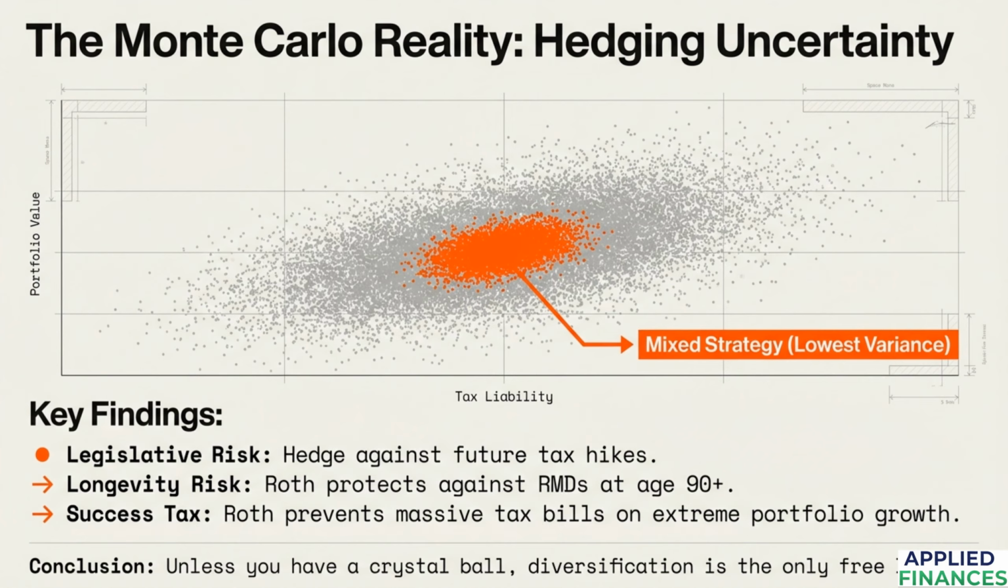Longevity risk is the danger of outliving your money, and Roth accounts help by protecting against massive RMDs when you are 90 or older. Then there is the success tax, which is the high tax bill that comes from extreme portfolio growth. The data shows that unless you have a crystal ball to predict the future, diversification is the only free lunch in financial planning.